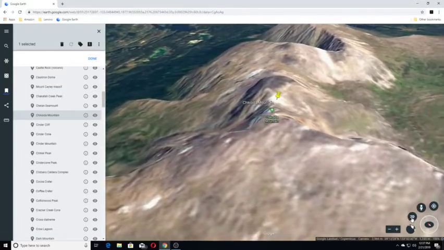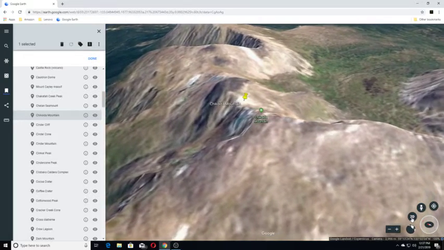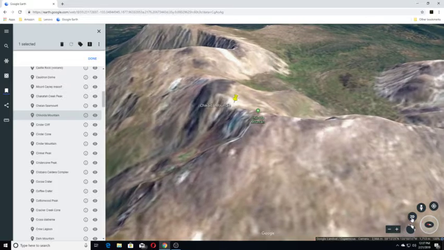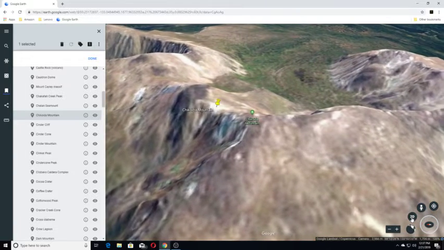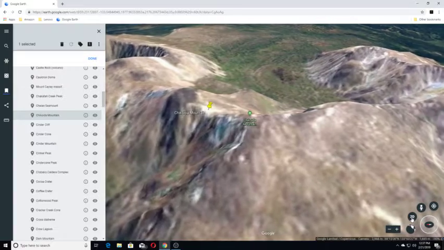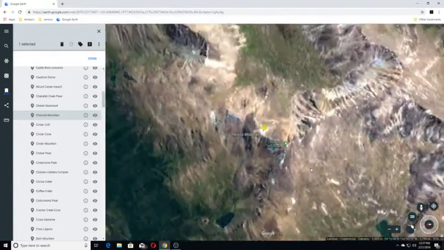Chiquita Mountain is a volcanic feature in the Northern Cordilleran volcanic province that formed in the past 66.4 million years of the Cenozoic epoch. Wow, 66 million years, that's a lot of time.